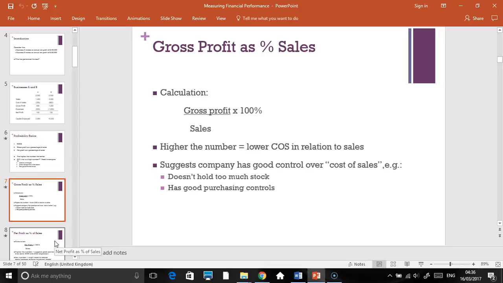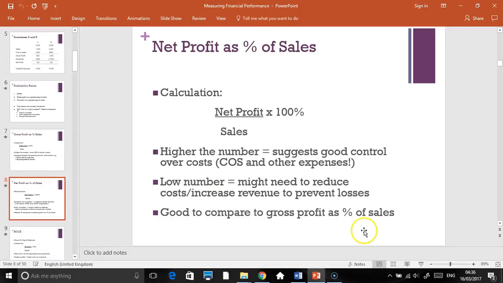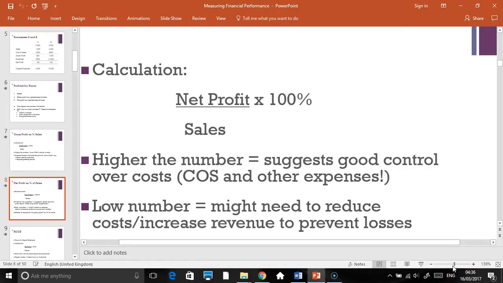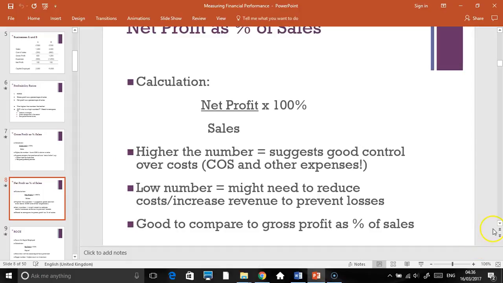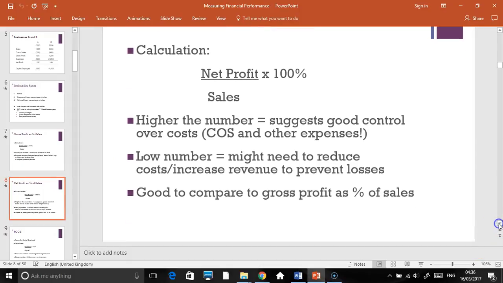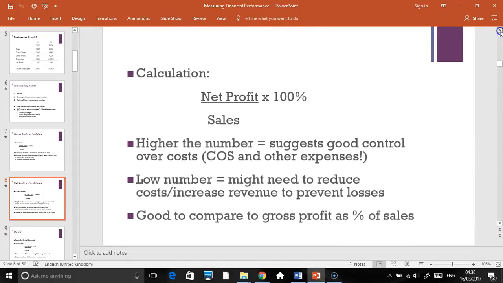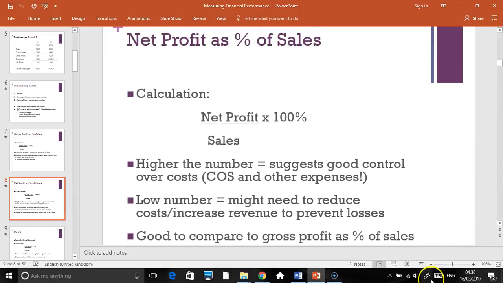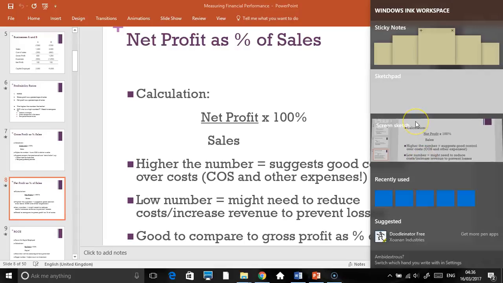So let's move on and look at this next one, referred to as the net profit margin. Let me expand this so that we can do a screencast on that review. Let's do this. So here we are. What is the net profit margin?